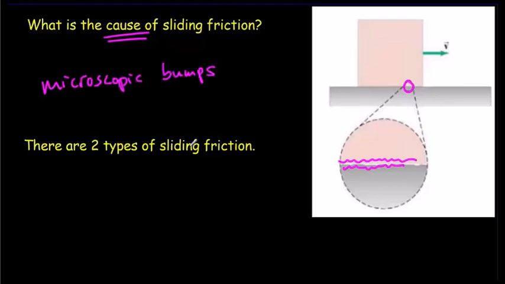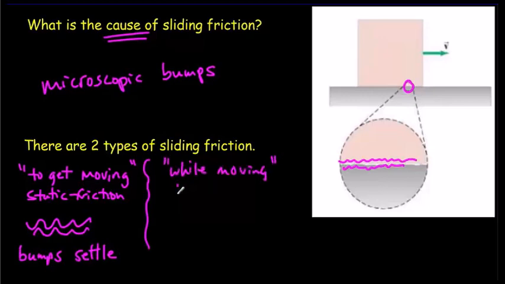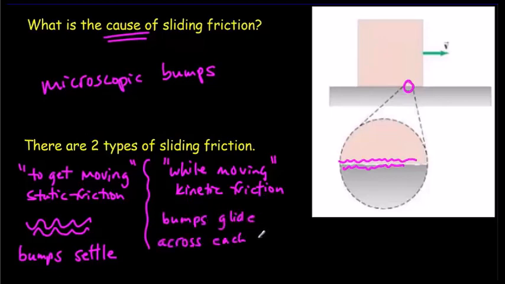And this leads to there being two different types of sliding friction. One to get the object moving, which we call the static friction. And that's because the bumps will kind of settle into one another. And the other type of sliding friction is while the object's moving, which we usually call the kinetic friction. And we can think of this as being when the bumps glide across each other, but they don't settle into one another.